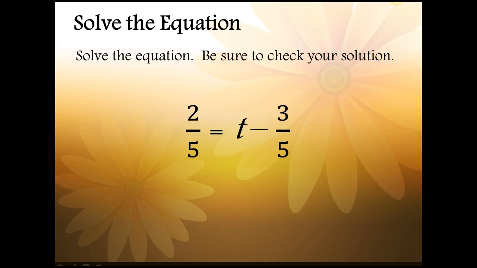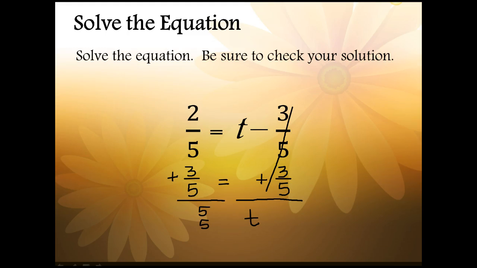Next, let's try an example with fractions. First we will locate the variable, and then we will isolate it by applying the addition property of equality. This means we'll have to add 3/5 to both sides of the equation. Subtracting 3/5 and then adding 3/5 cancels that out, leaving us with t on the right-hand side. When we add 2/5 plus 3/5, we add the numerators, and the denominator stays the same, giving us 5/5. So 5/5 equals t. We can simplify 5/5 to 1, which gives us our final answer of t equals 1.